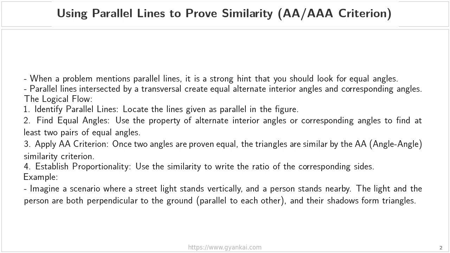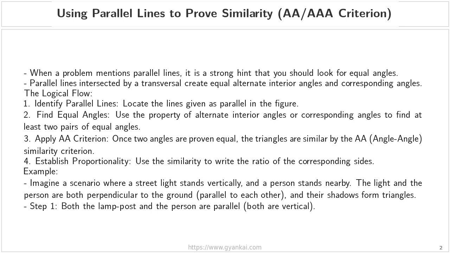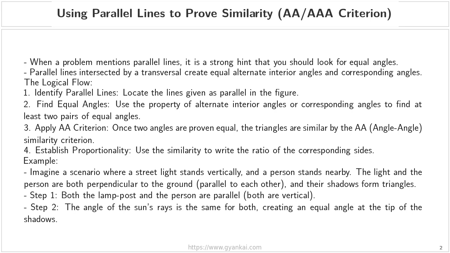Imagine a street light standing vertically with a person standing nearby. Because both the lamp post and the person are perpendicular to the ground, they are both vertical, which means they are parallel to each other. As the sun shines, it creates shadows, forming two triangles. Let's apply our steps here. Step 1, we've identified that the lamp post and the person are parallel. Step 2, the sun's rays hit both the person and the post at the same angle, creating an equal angle at the tip of both shadows.